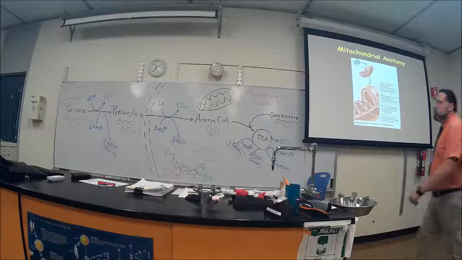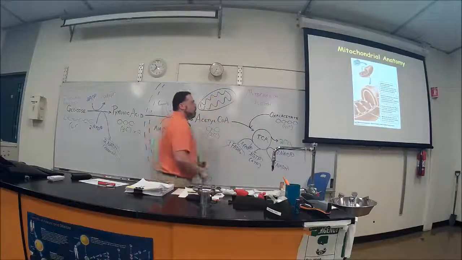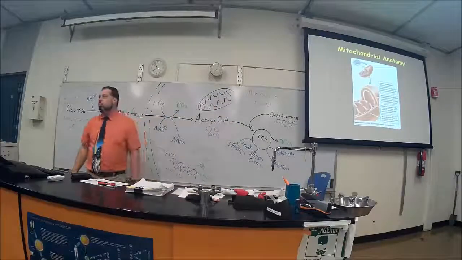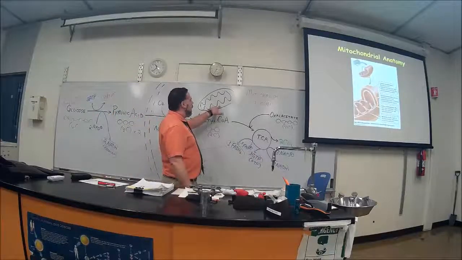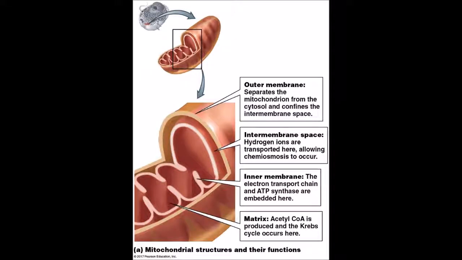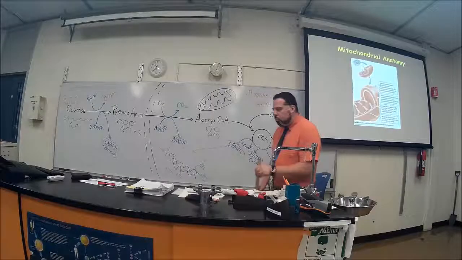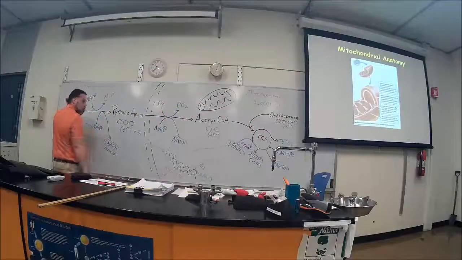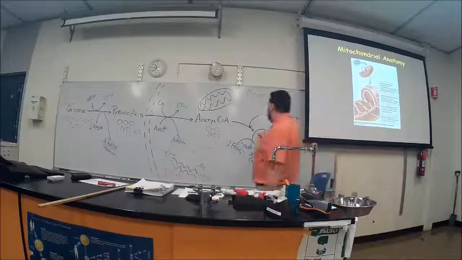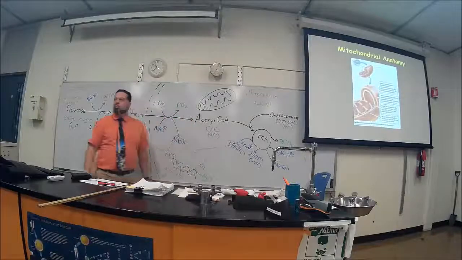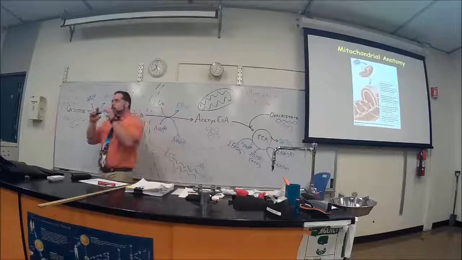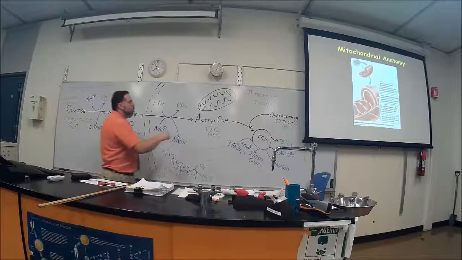But we also have spaces in between there, right? We got a space in there, and we got a space in there. The space inside is called the matrix. The space in between the inner and outer membranes is called the intermembrane space. Where the citric acid cycle takes place is in the matrix. The electron transport chain actually happens, well, it's these molecules that are embedded into the inner membrane.